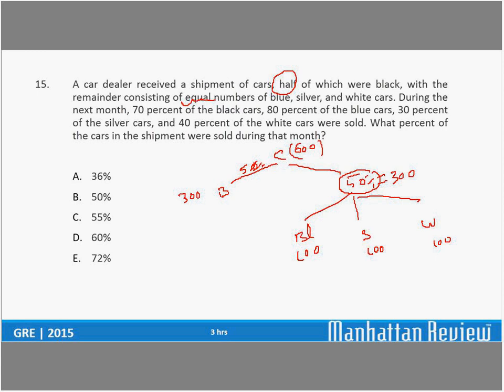Now, during this month, 70% of the black color cards, 70% is how much? 210. Yeah, 210 black color. And from the other three colors, it is 80%, 30%, and 40% was sold, because it is 100, so it is easy to make the values 80, 30, and 40. Now, what is the final question? What percentage of the cars in the shipment were sold during the month? Means we understood it is 210 plus 80 plus 30 plus 40.